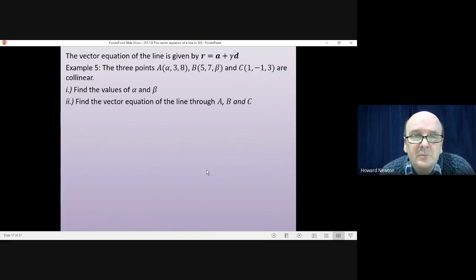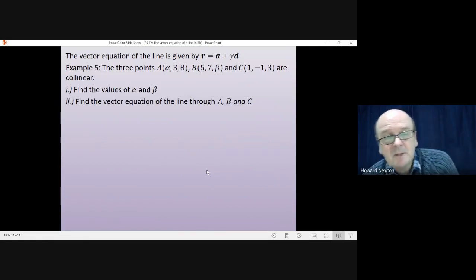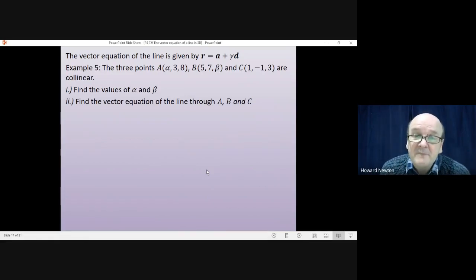Okay, final question. Example 5. We're told that these 3 points, A, B, and C, are collinear. That means they lie on the same straight line. First of all, we're asked to find the values of alpha and beta. And then secondly, we're asked to find the vector equation of the line that goes through A, B, and C.